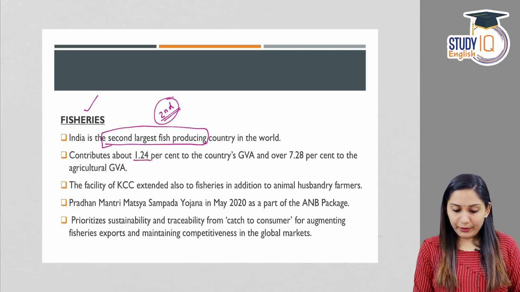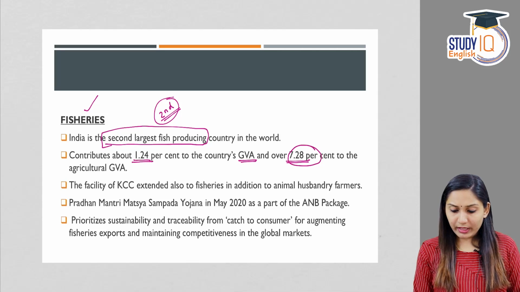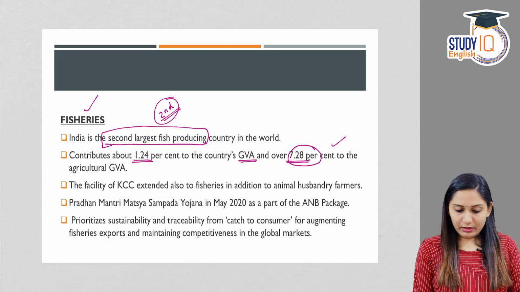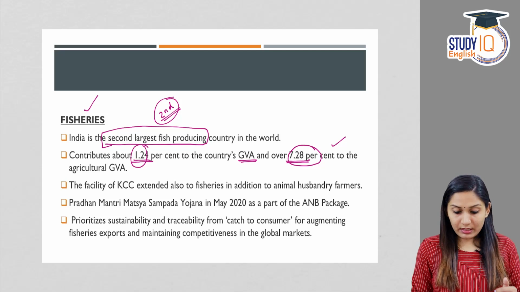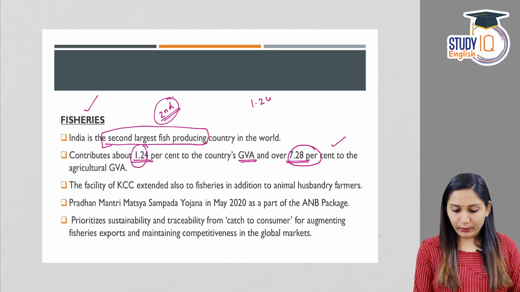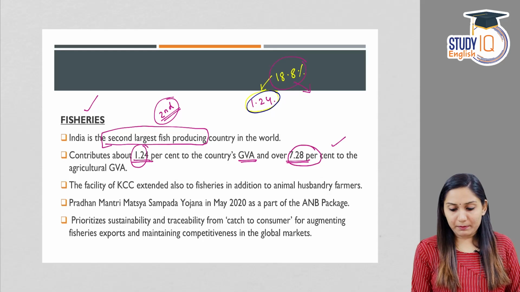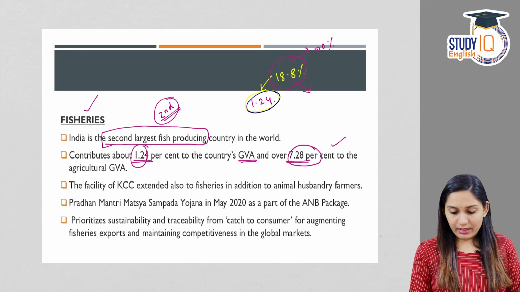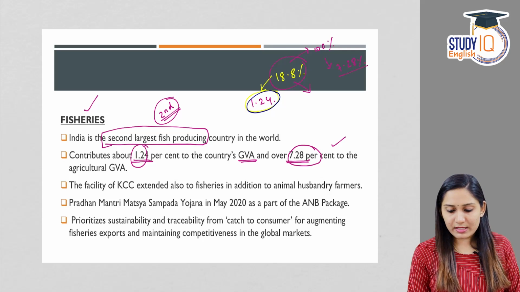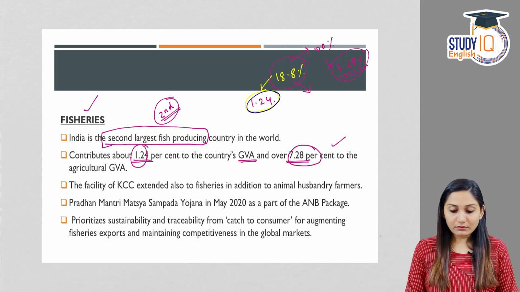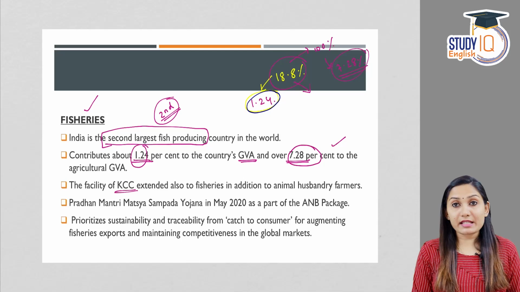We contribute about 1.24% to the country's GVA, and 7.28% of agricultural GVA. So, the contribution of the fishery sector towards the total GVA of the country is 1.24%. The agricultural sector is 18.8% and within this 18.8%, 1.24 comes from fisheries. And if you consider this 18.8% as 100%, about 7.28% of it is contributed by fisheries.